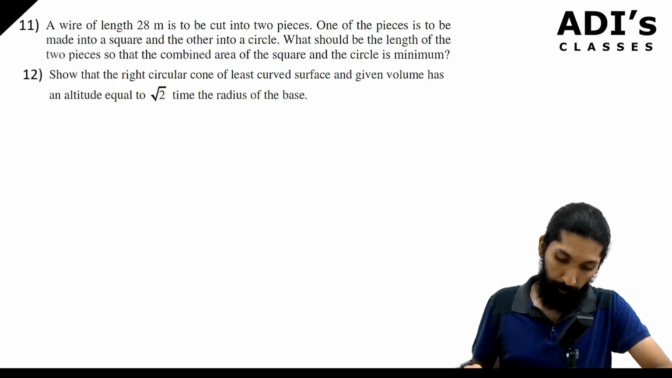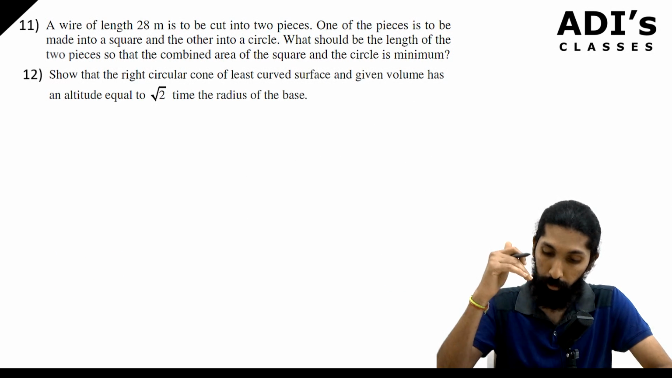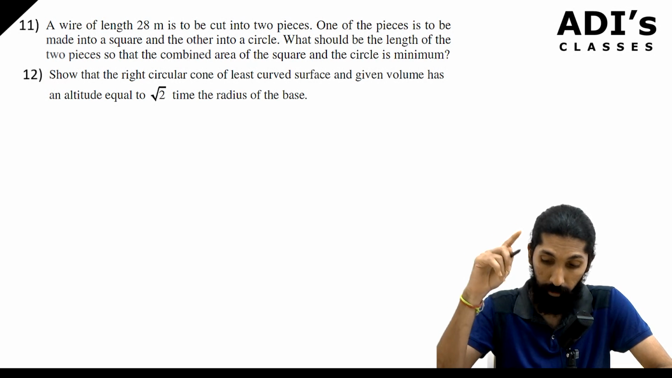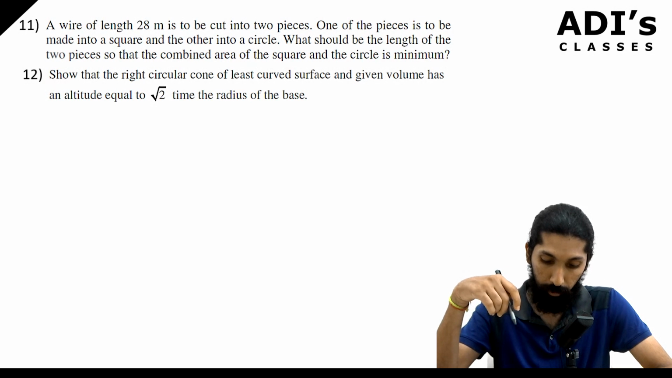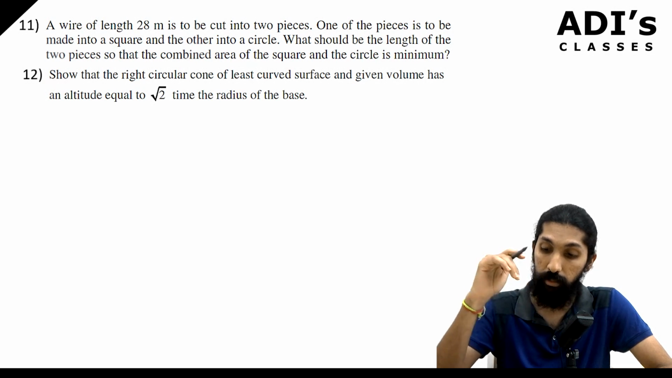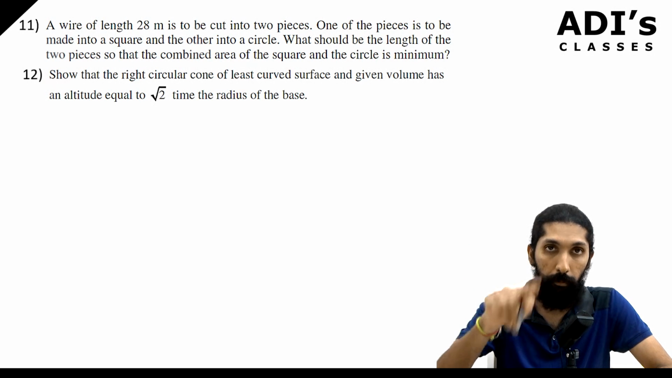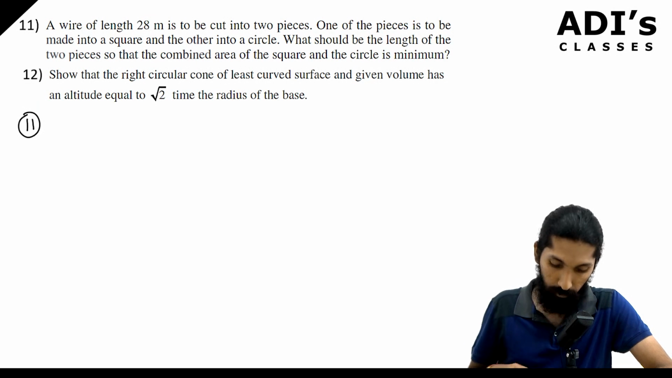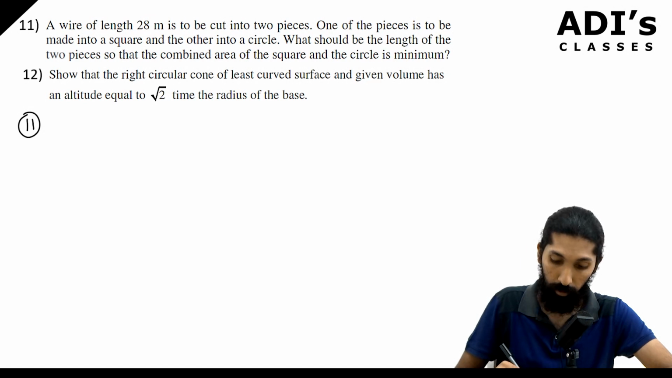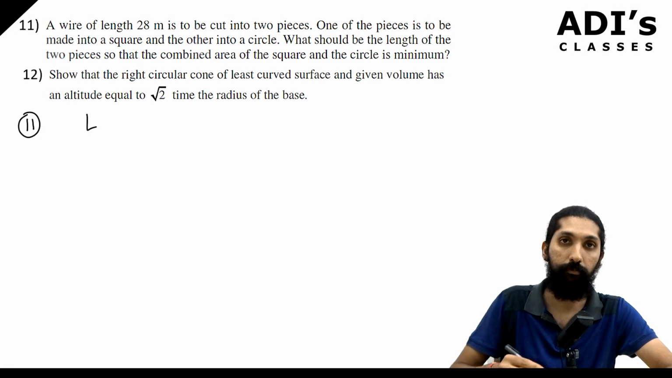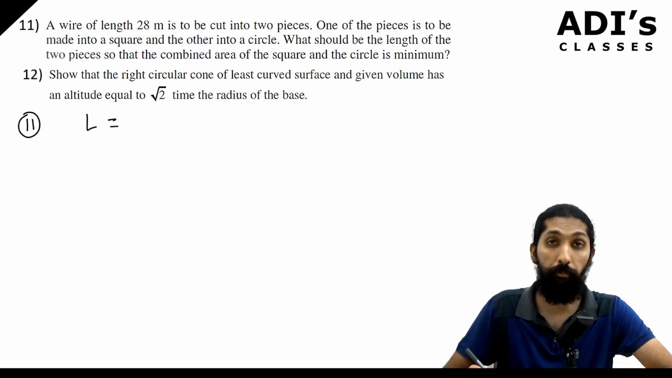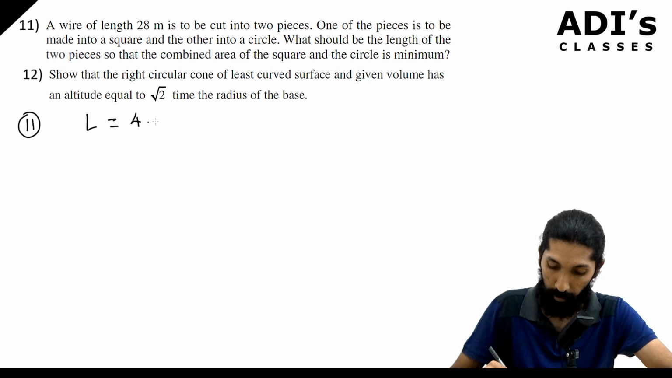See the 11th one. A wire of length 28 meter is to be cut into two pieces. One of the pieces is to be made into a square and the other into a circle. What should be the length of the two pieces so that the combined area of the square and circle is minimum? Double derivative should be positive. So here, the total length of the wire, let's call it capital L. So capital L is equal to the perimeter of the square, 4 times S, plus 2 pi R.